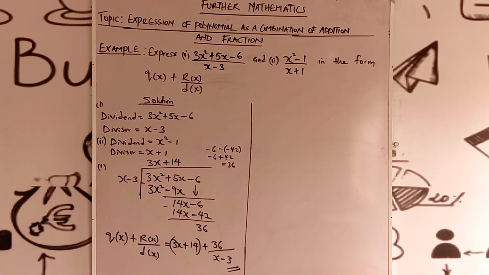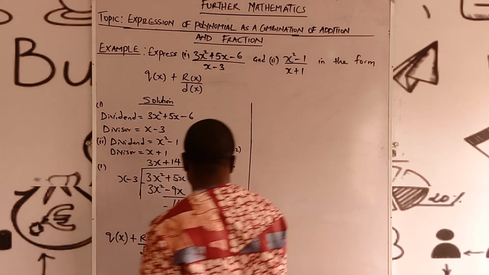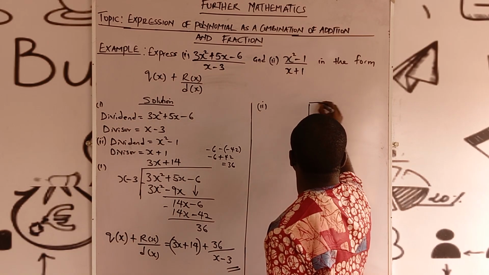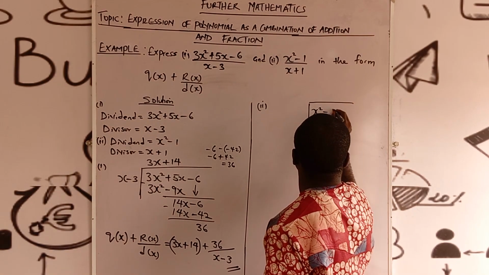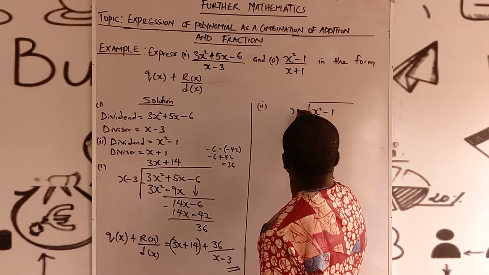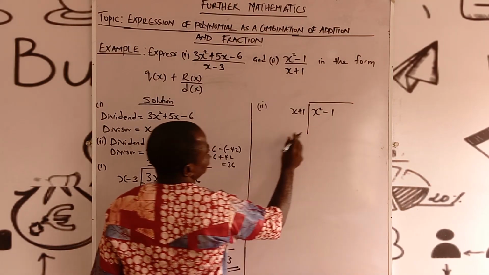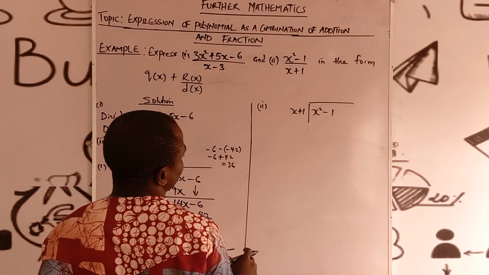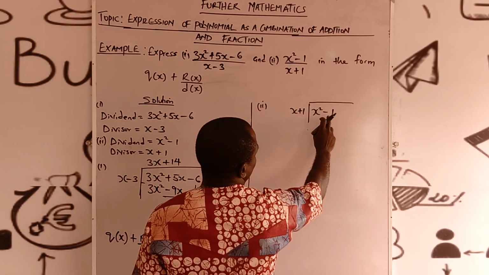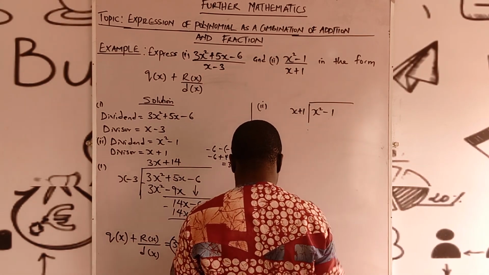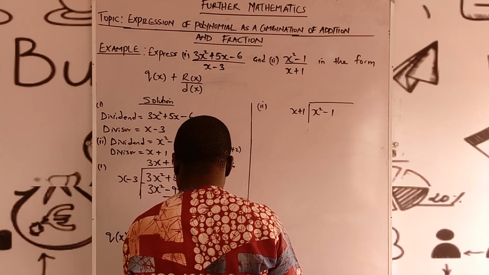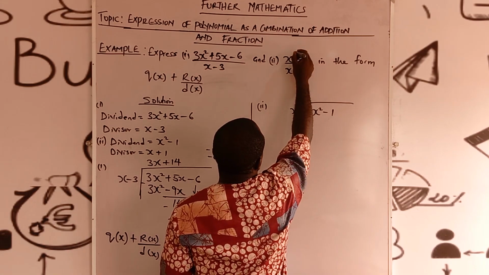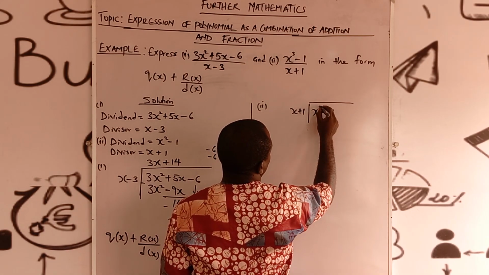Okay, now let's see the second one. We have x squared minus 1 and also x plus 1. Now you are dividing it. Don't forget that we are having x raised to power 3. Sorry, this is x raised to power 3.